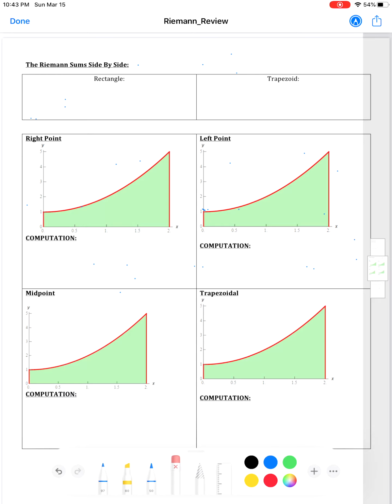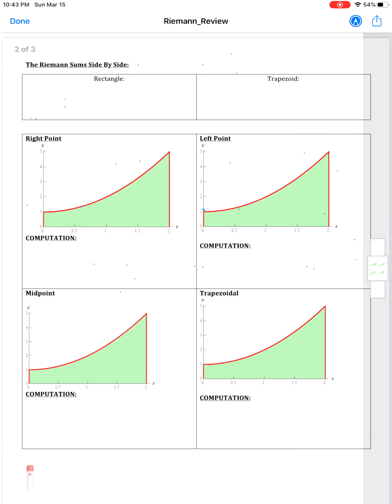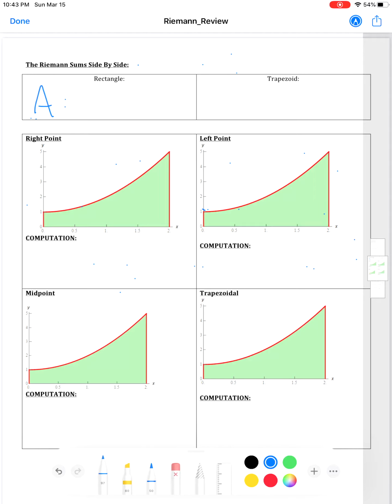Rectangles and trapezoids. So the area of a rectangle is pretty simple. It's the area formula that you learn in elementary school, which is length times width. Versus the area of a trapezoid is 1/2 times (b1 plus b2) times height.